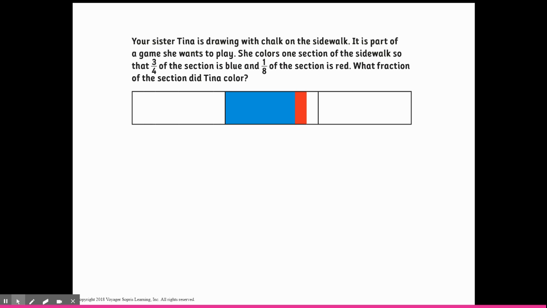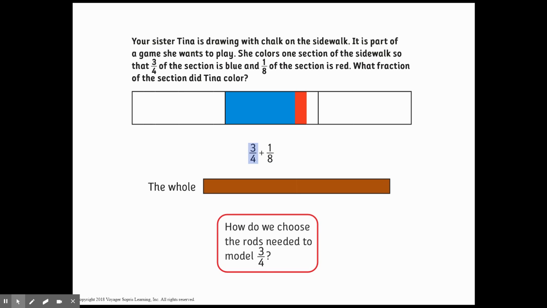The picture shows that we should add 3/4 and 1/8 to solve the problem, but these fractions have different denominators. Let's use the rods to help us solve the problem. We'll use the brown rod to represent the whole. How do we choose rods needed to model 3/4?